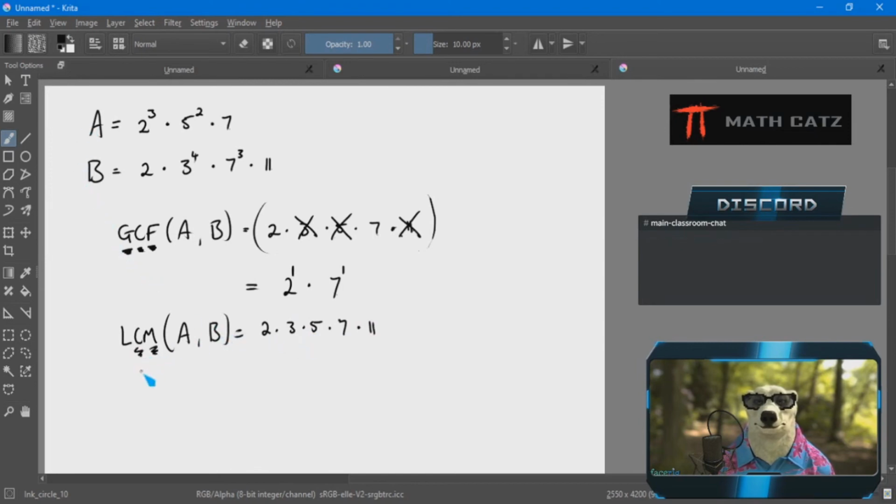Multiple, common, but I want to make it as small as possible. So what is the smallest number of 2s I can have while still making A and B happy? 3. Any fewer, A won't fit. How many 3s? Well, 4, because B only cares about 3s. How many 5s? Well, 2, because A is the only one caring about 5s. So I need to make them happy.